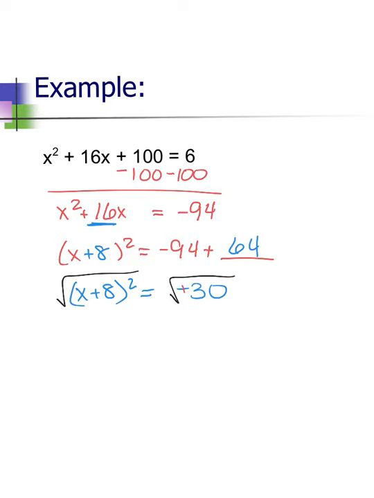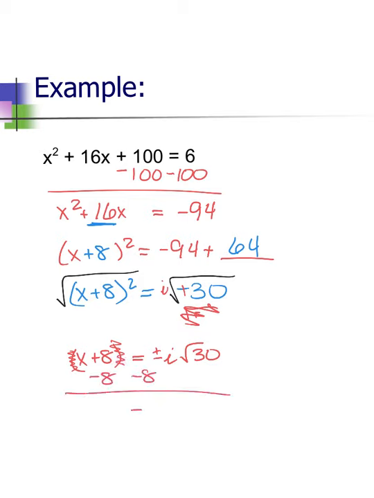Now I'm going to simplify. That becomes an i. Numbers for 30 are 3, 10, 5, 6. You can't simplify it. So this becomes x plus 8 equals i radical 30, positive and negative. The last thing I'm going to do, and I should not have written those there, I'm going to subtract 8 from both sides, and I get negative 8 plus or minus i radical 30.